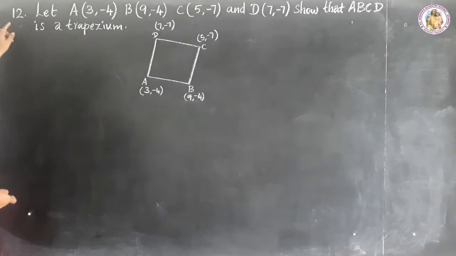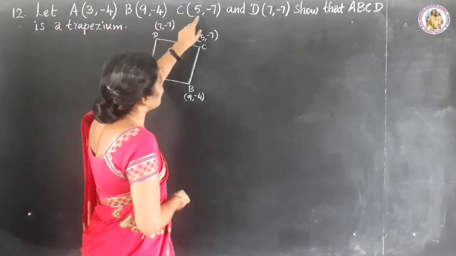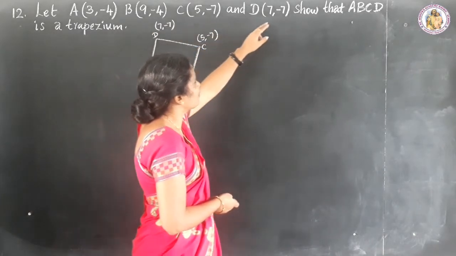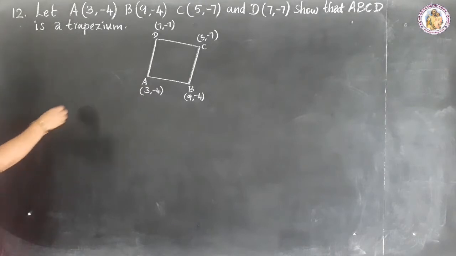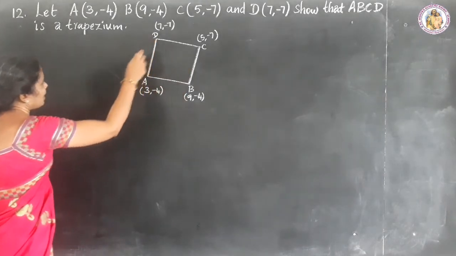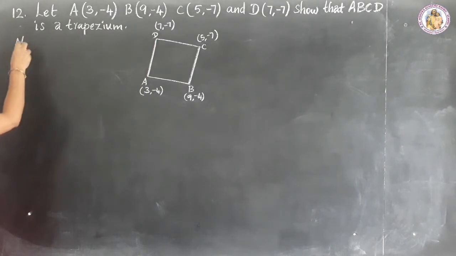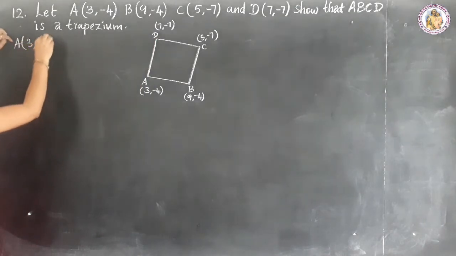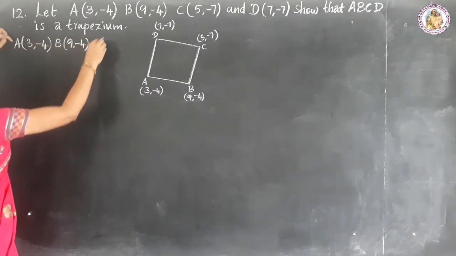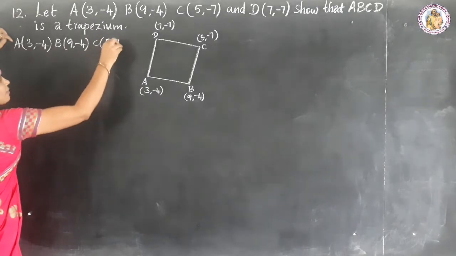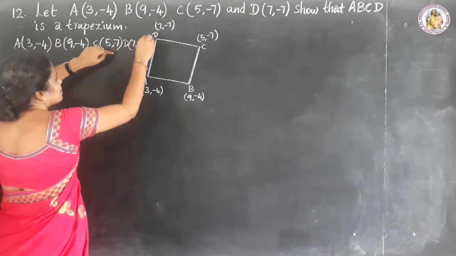Question number 12. Let A (3, minus 4), B (9, minus 4), C (5, minus 7) and D (7, minus 7). Show that ABCD is a trapezium. Now taking A, B, C and D as the vertices of the quadrilateral.